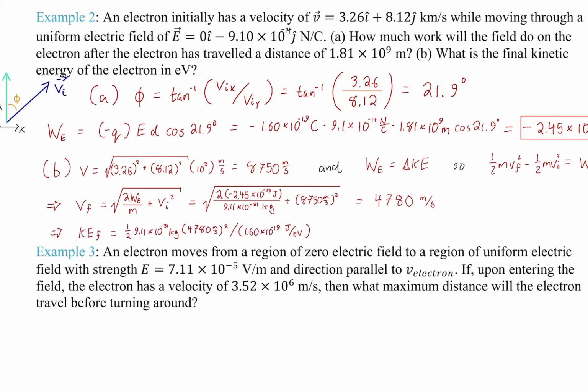Now let's finally do what we were asked for, find the final kinetic energy. In that case, since I already know the final velocity, I can just plug it into the form of kinetic energy, the 1/2 mv squared, all right? And then here I just have a conversion factor where I'm converting from joules to electron volts, okay?